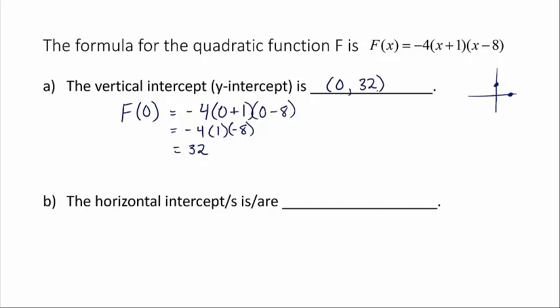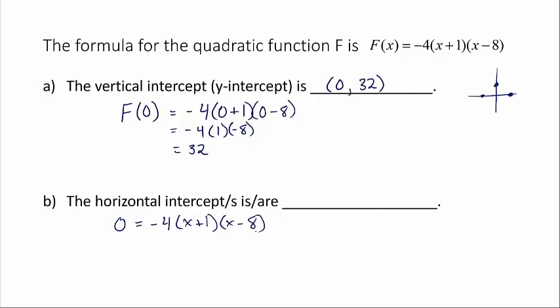Okay, so then to find the horizontal intercepts, and this goes for any function: to find the y-intercept, you let x be 0 and solve for y. To find the x-intercepts, we have to let y be 0, because along the x-axis, y will be 0, and solve for x. So we have 0 equal to negative 4 times x plus 1 times x minus 8.